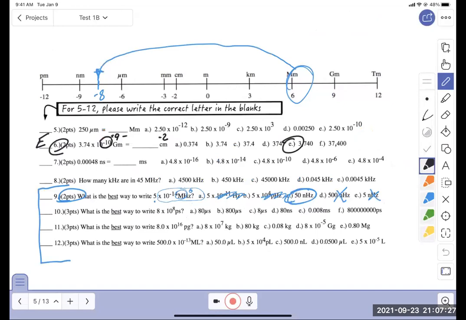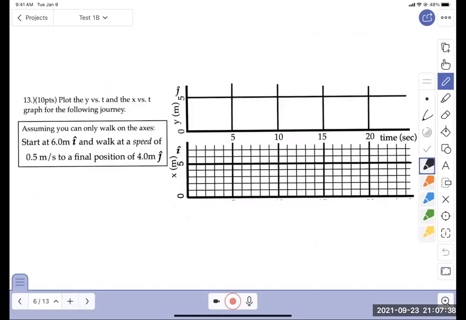Or you can Zoom. We Zoom again on Monday. But any other questions on 5 through 12? All right, we got some bigger fish to fry here.